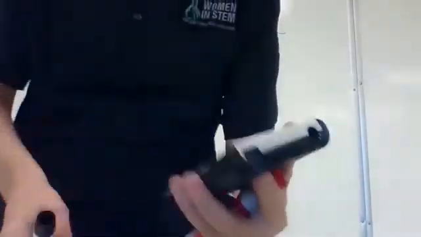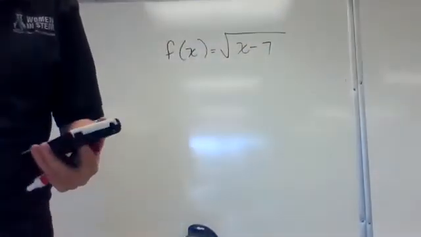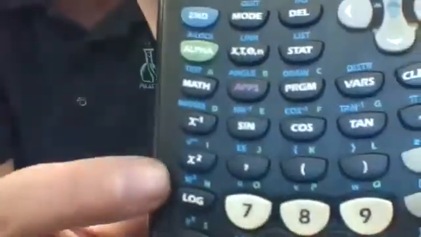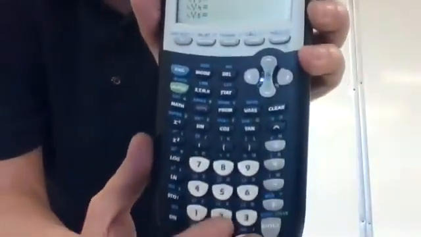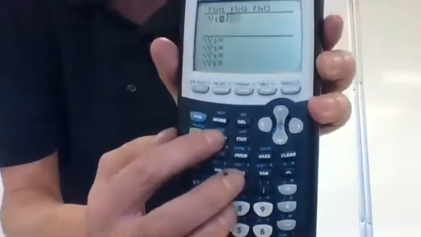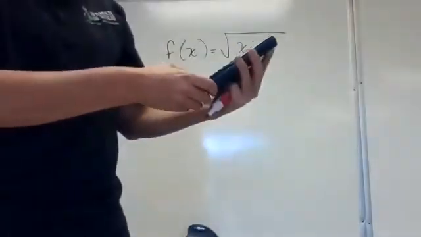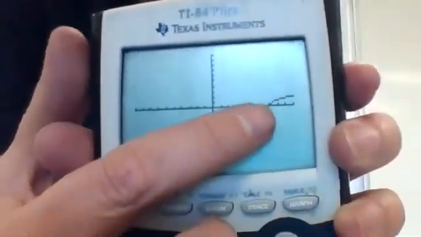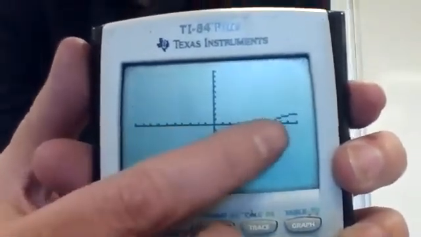Here's what you got to be careful about on this one. If I go to y equals and type this in, here is my square root. So I just need to hit the second button, square root, and then under the square root, type in the x minus 7. And let's graph it.